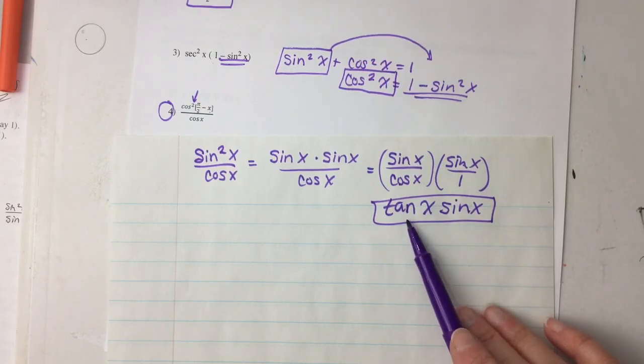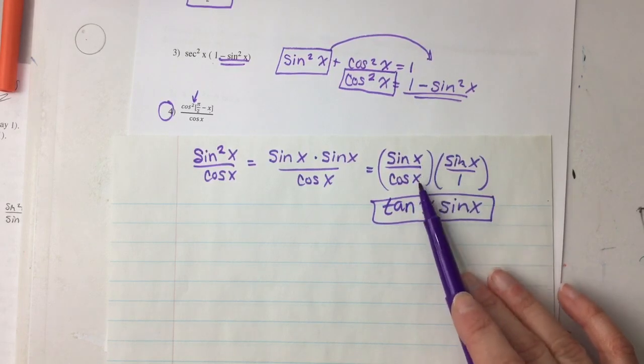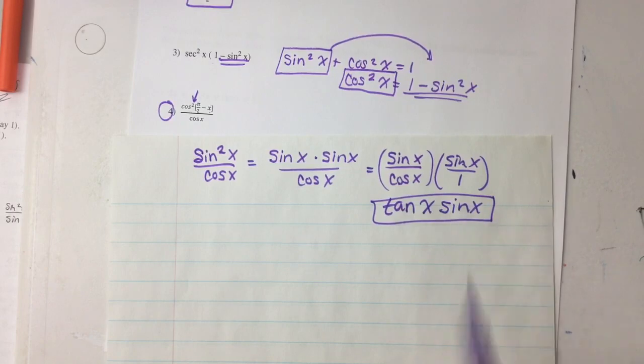If you're looking at your identities, I could turn a tangent into 1 over a cotangent, or I could have sine of x over cosine of x. This is actually a more simplified version. So again, this is an exception to the rule. We did the process correctly. At the end, we ended up with 2 trig functions instead of just 1.